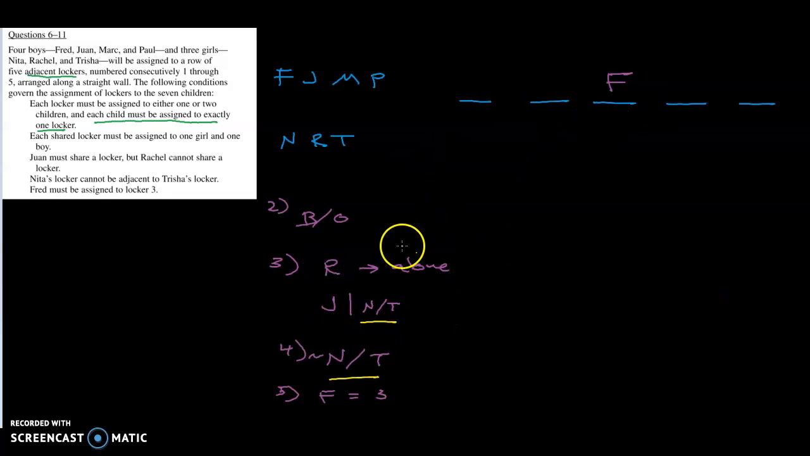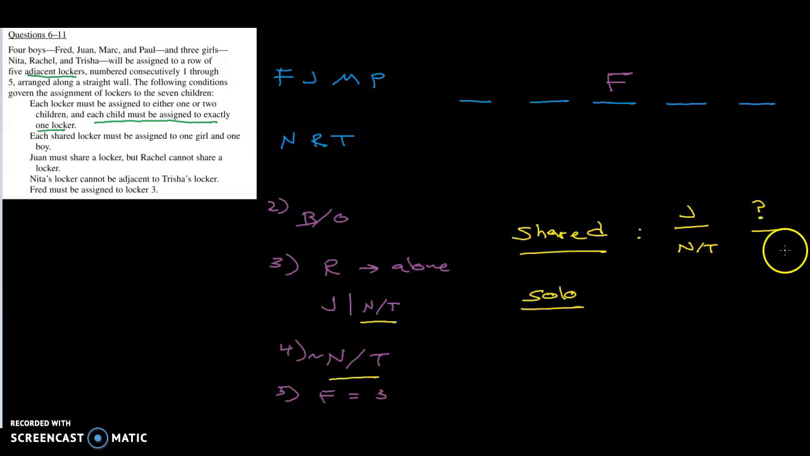So let's recap this a little bit. I do know that R has to be by itself. So if I want to do a list of the shared versus the solo group. The shared group, we definitely have J with N or T, but then I've got to have something else also with N or T. So N and T will always have to be shared. They're those poor girls. They don't get their own locker, right? They're forced into it. Okay.